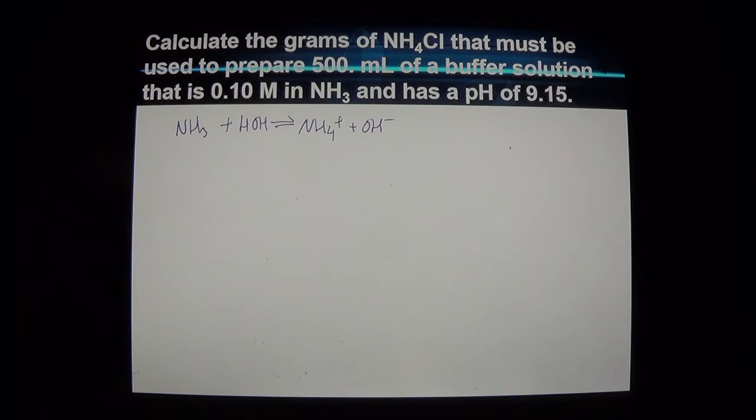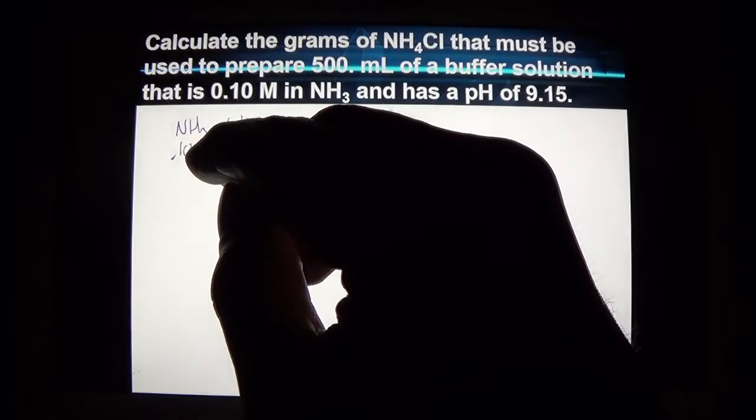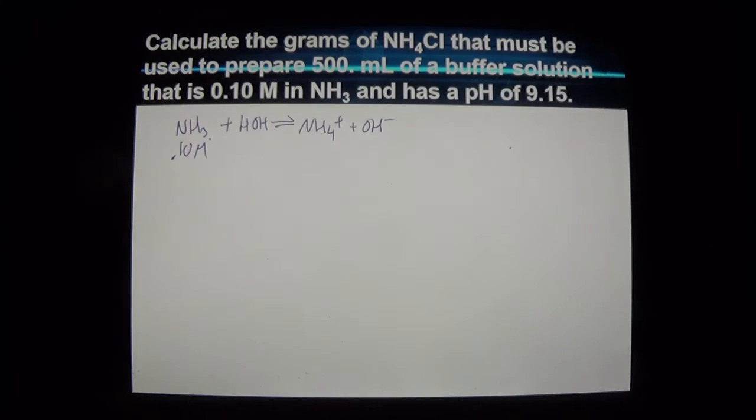All right, so now that I've focused on that, I don't have a dilution to worry about, because I'm just figuring out how many solid grams of ammonium chloride I would dump in. So let's talk about what I'm starting with. I'm starting with a 0.10 molar solution of that. It doesn't matter right now that I have 500 milliliters of it. I'll get to that later.